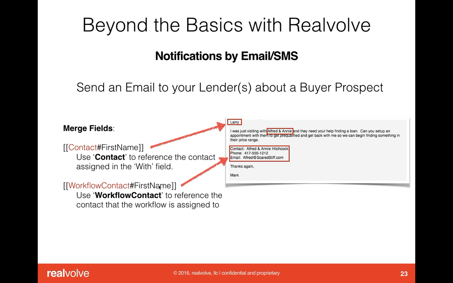But the workflow itself was started on Alfred and Annie. So this gives you the power to send out information to Larry, but still reference the buyer that goes along with it. And that's an important piece to that, to automate what you guys do. Now, let me take this and show you how this is built out.